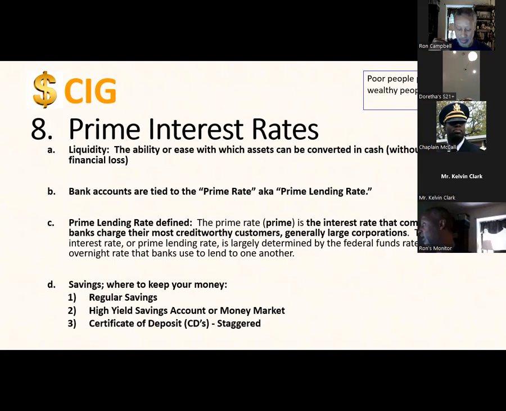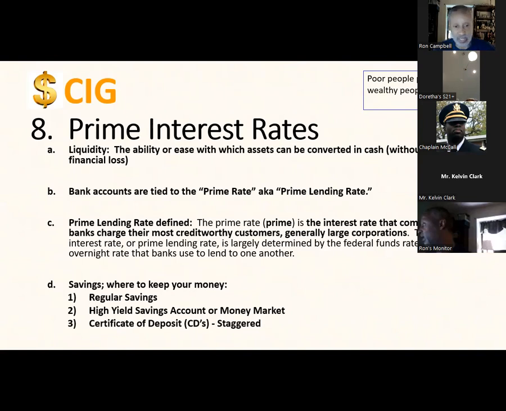The prime rate. If the prime lending rate is 3.5 and you apply for a credit card, and credit cards are tied to the prime, it'll normally be something like 15% over prime. So in the case of a credit card, it'll be 15% over prime. Prime is 3.5, so you probably have a credit card at 18.5%. That's how that works.